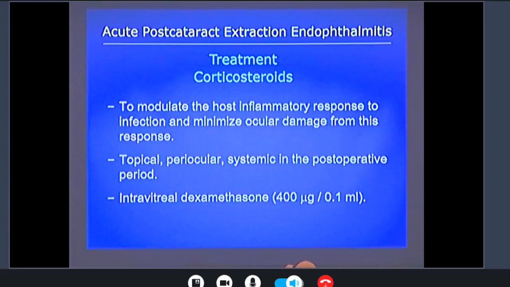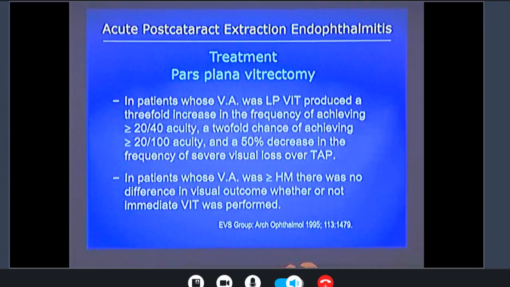Corticosteroids also, because you know that you have inflammation. You need to kill the bacteria, and at the same time, you need to control inflammation. So frequently, we use periocular steroids, frequent topical steroids after surgery, and also sometimes we use systemic steroids. Some use intravitreal dexamethasone, 400 microgram in 0.1 ml. However, some studies show that the use of intravitreal steroids did not improve the outcome in these patients.